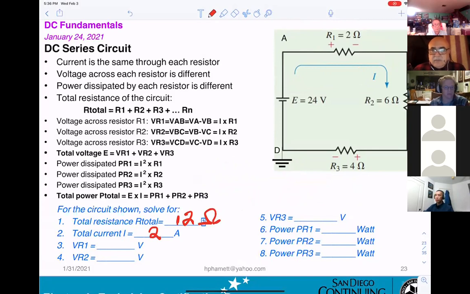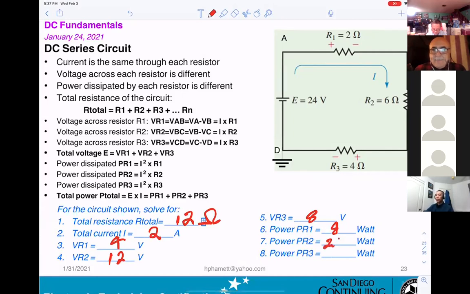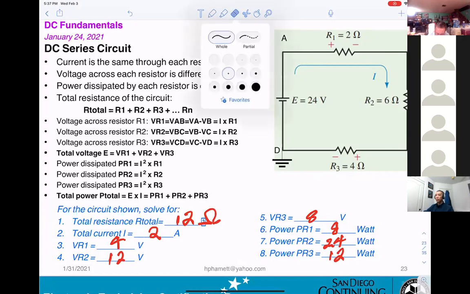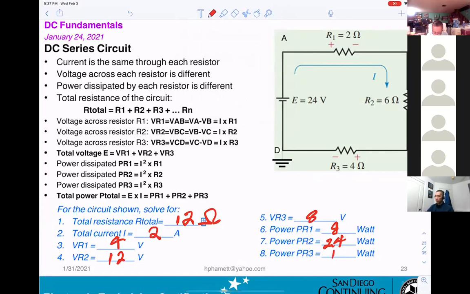VR1 is 4 volts. VR2 is 12. VR3 is 8. Power PR1 is 8 watts. PR2 is 24. The last one, 16, not 12. PR3 is 16.